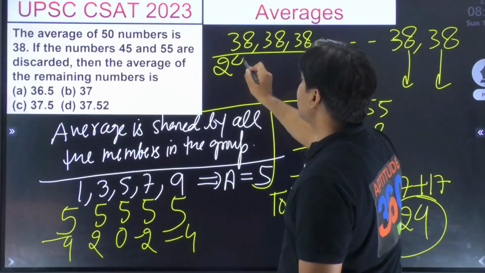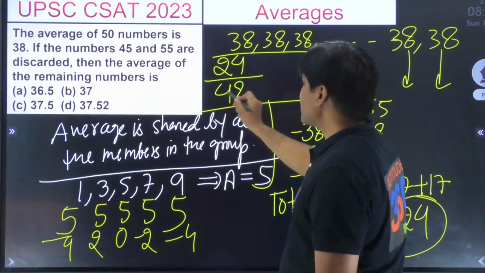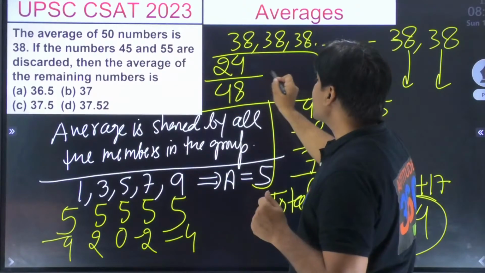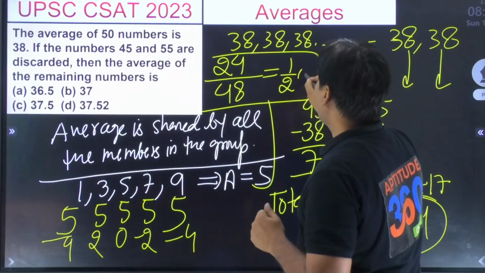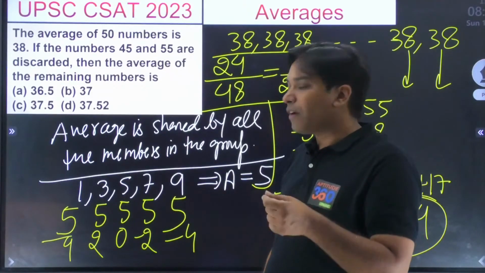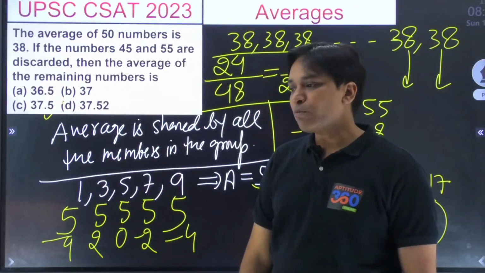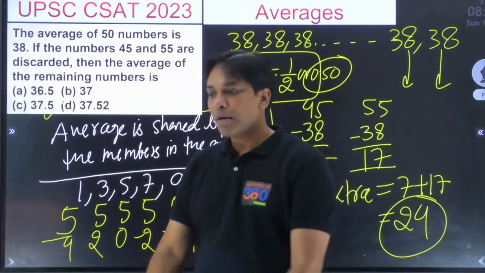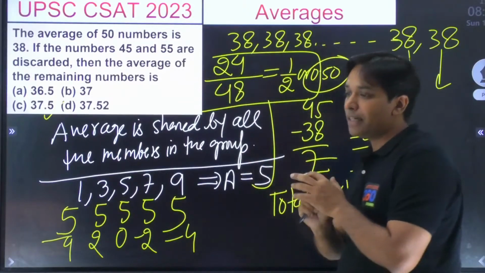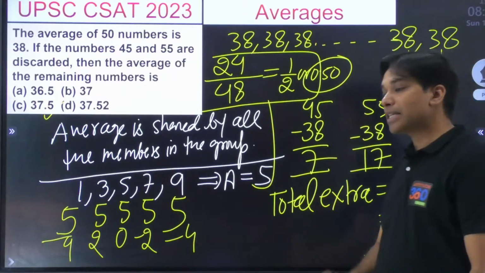Collective loss is 24. How many people are we having now? 48. Do you understand this? 2 persons are gone. So this is a loss of 1 by 2 or 0.5. And since the loss is 0.5, 38 minus 0.5, what is the answer? 37.50. Everybody is getting the answer over here. But are you understanding the method that I am trying to apply here? Anybody who did not understand, you should go in the comment section.